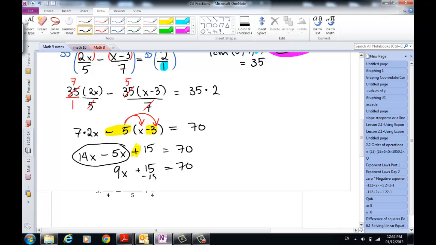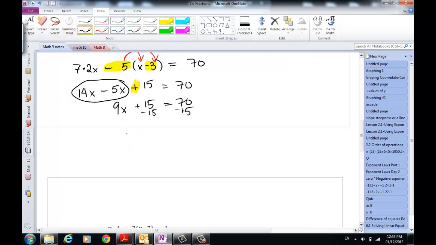I can subtract 15 from both sides. And I get 9x is equal to 55. And then if I divide both sides by 9, I get x is equal to 55 over 9. And this is my solution.